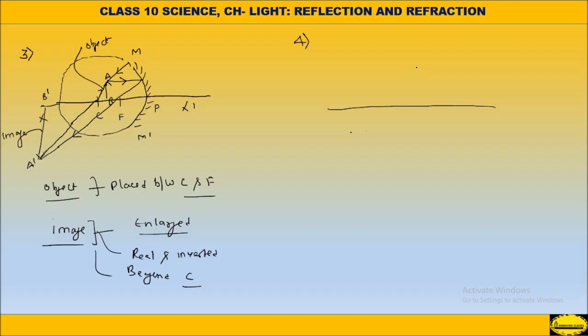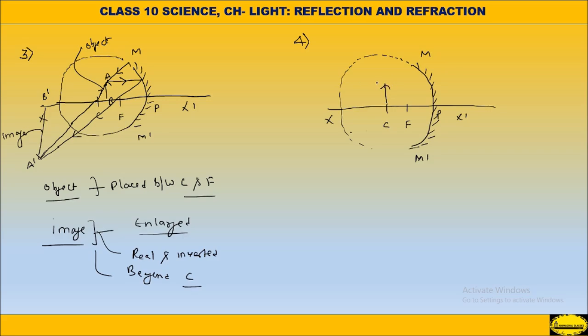Now moving further, after case 3, case 4, draw the basic structure of the concave mirror of principal axis. This is a concave mirror. Concave mirror is a part of a sphere. This is center of curvature, principal focus, and pole. X dash is the principal axis, M dash is the concave mirror. Now we need to place the object at center of curvature.